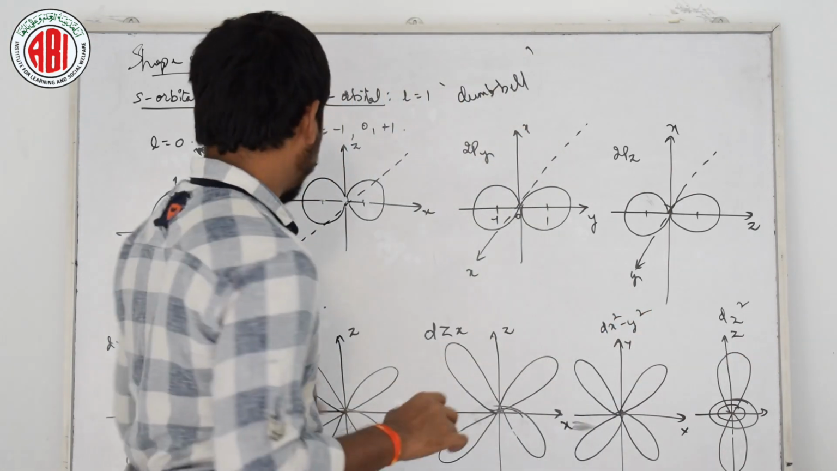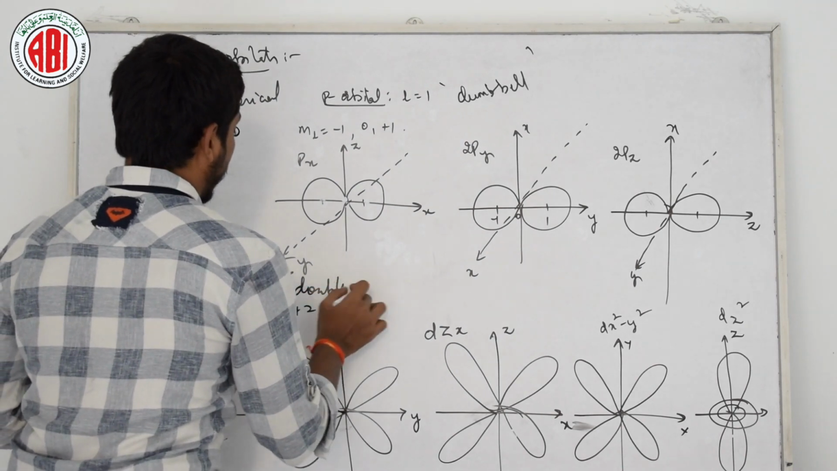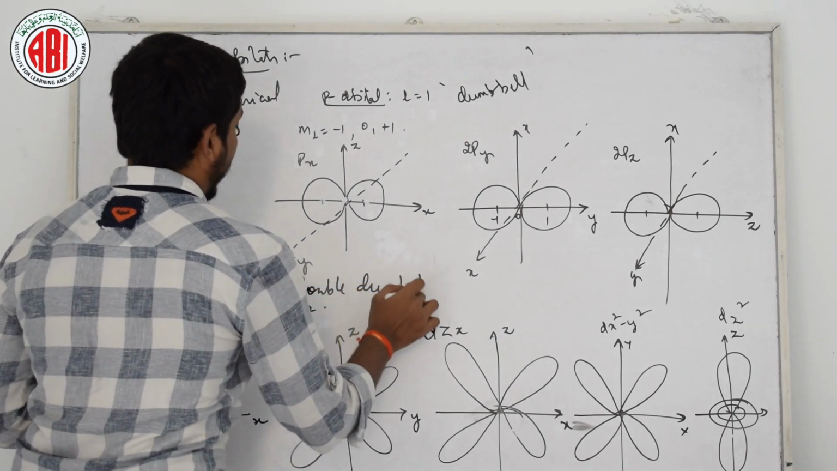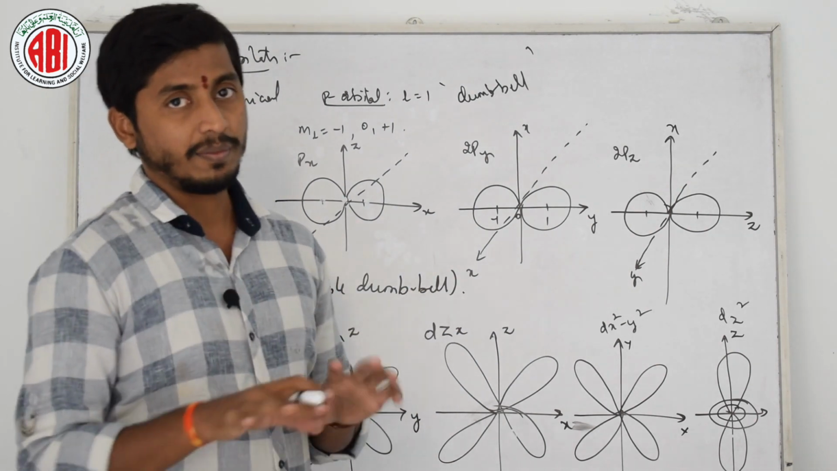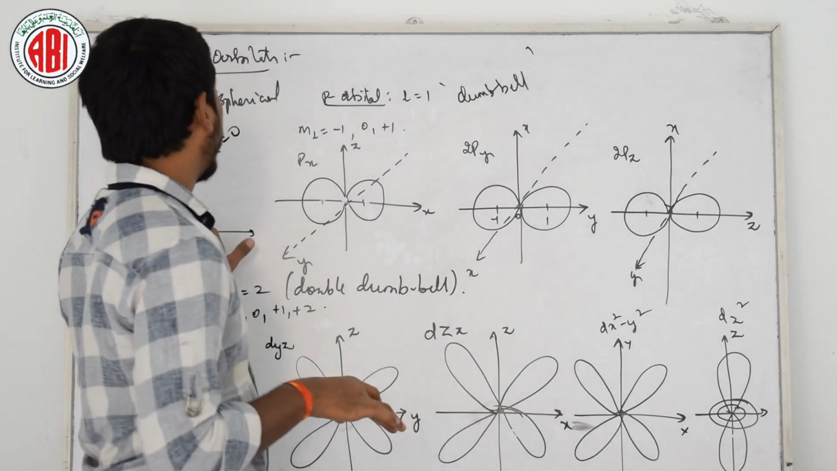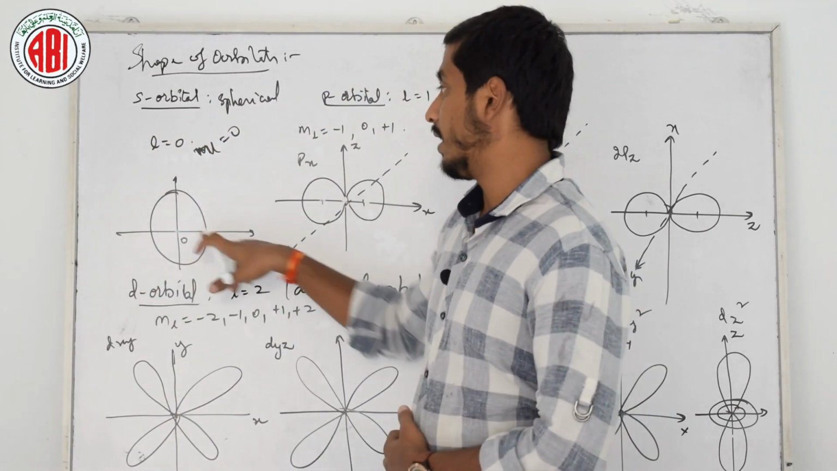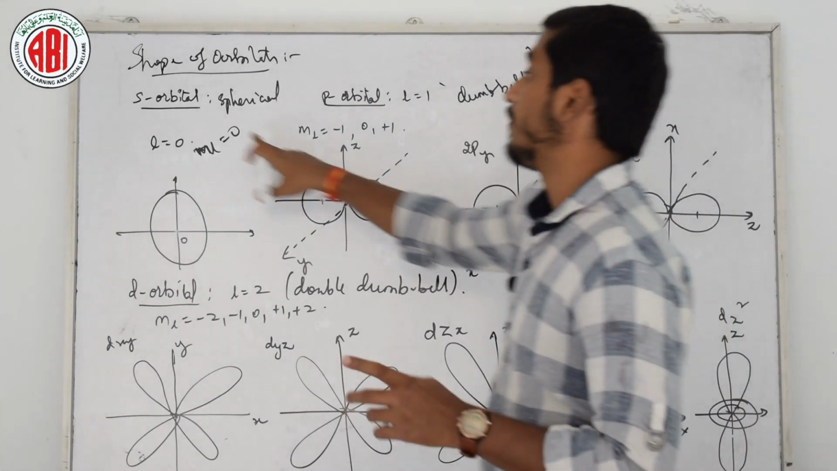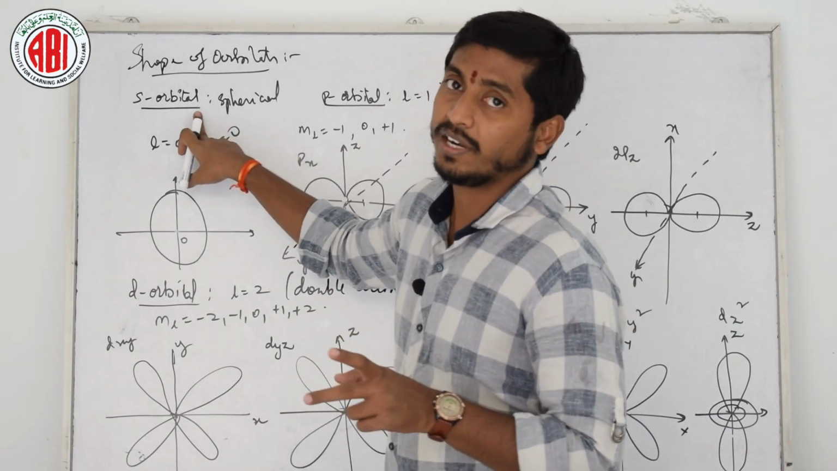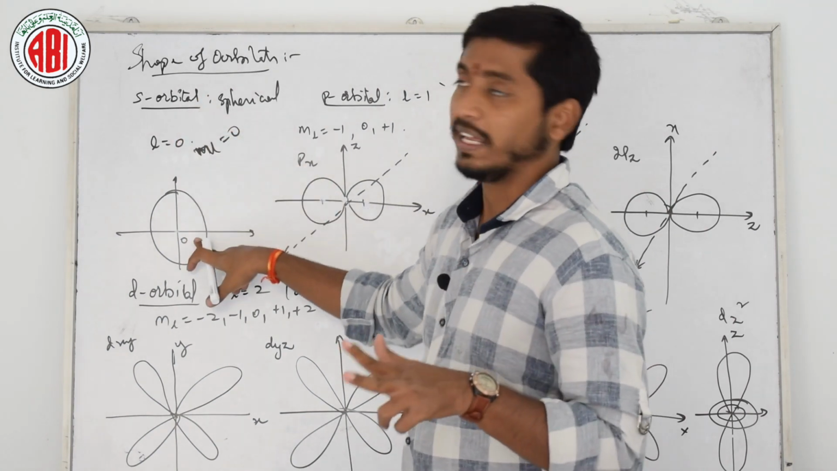Is it clear? Since it has 2 dumbbells, the shape of this is double dumbbell. At least try to remember the basic thing, that is, the shape of an s orbital is spherical, that is one sphere. The shape of the p orbital is dumbbell. And one more thing, for the s orbital how many electrons can it accommodate? It can accommodate 2 electrons, in 1 orbital, spherical in shape.